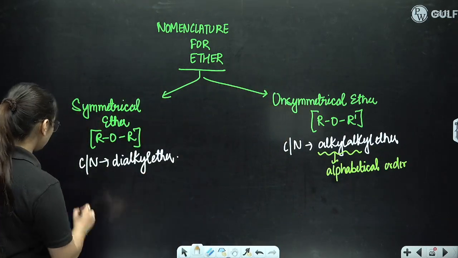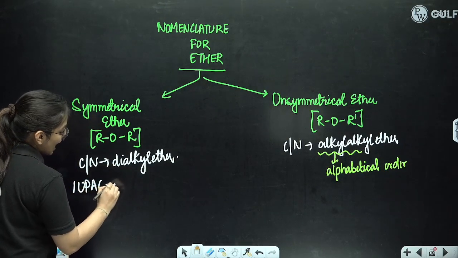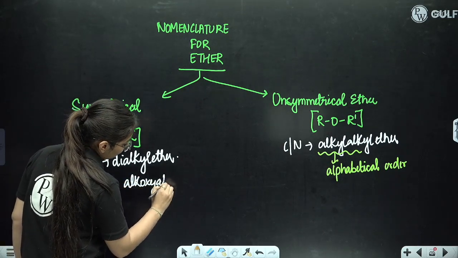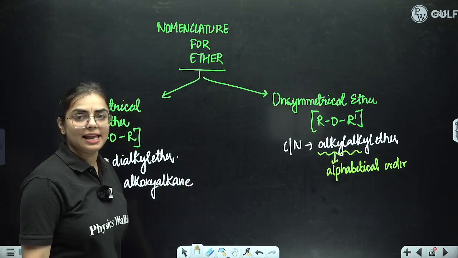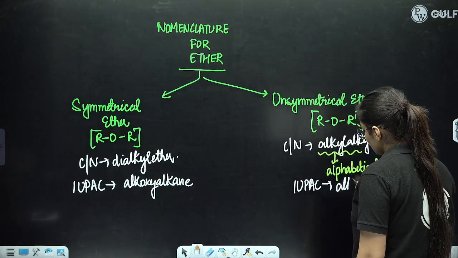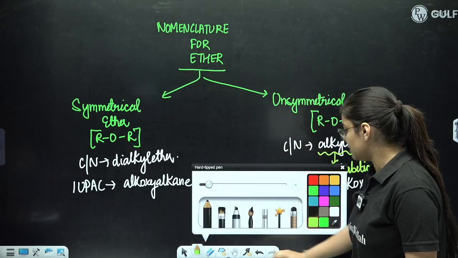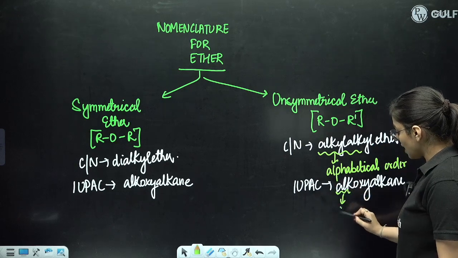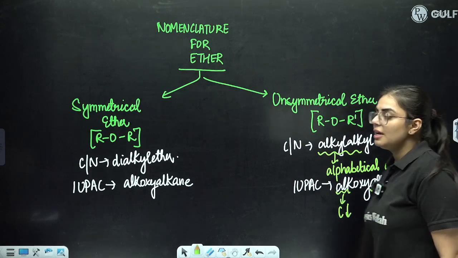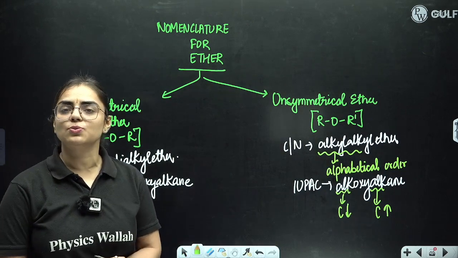Let's write the IUPAC name. IUPAC name in the case of symmetrical ether is going to be alkoxy alkane. It is going to be what? Alkoxy alkane. Here also the IUPAC name is going to be the same. It is going to be alkoxy alkane. Just remember one part over here, that in this particular case, this alk is used for the carbon chain which is less, and the alkane is used for the carbon chain which is more. Okay, now this was about the common name as well as the IUPAC name.